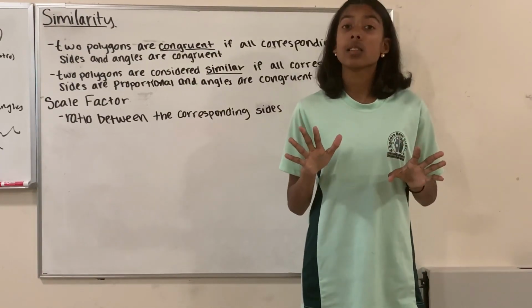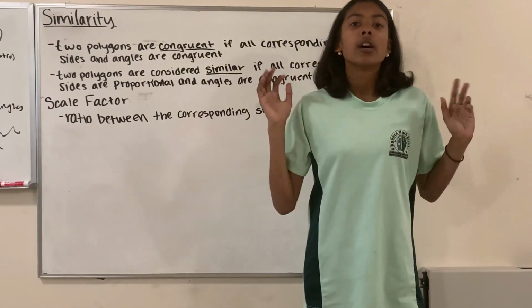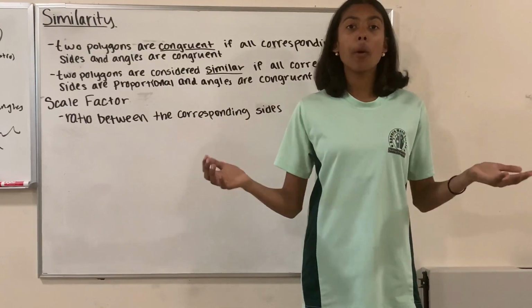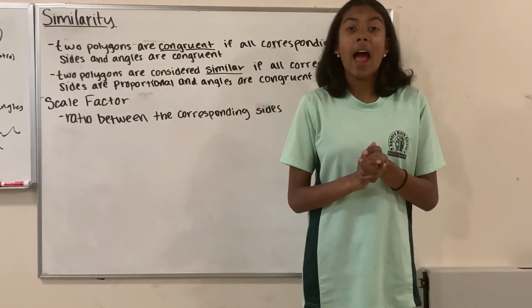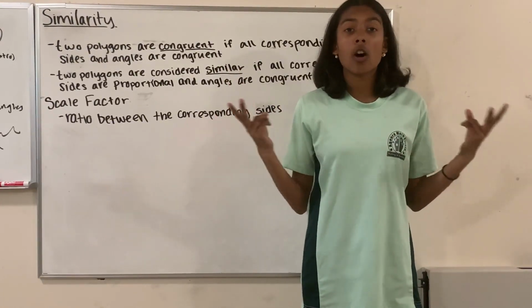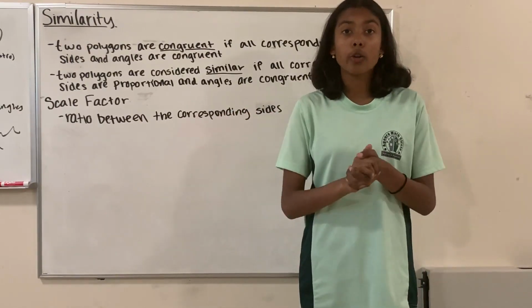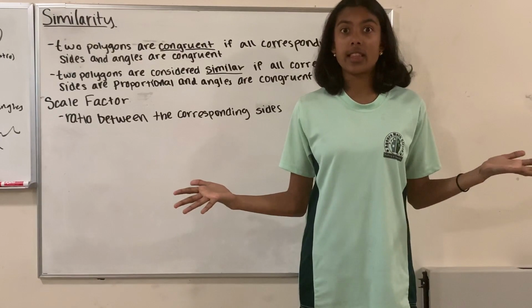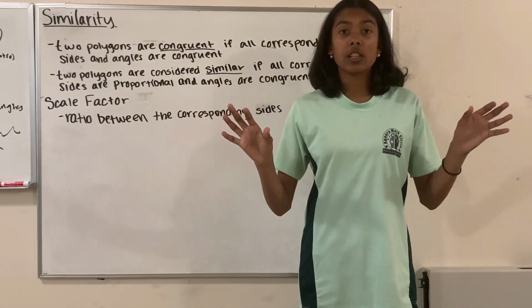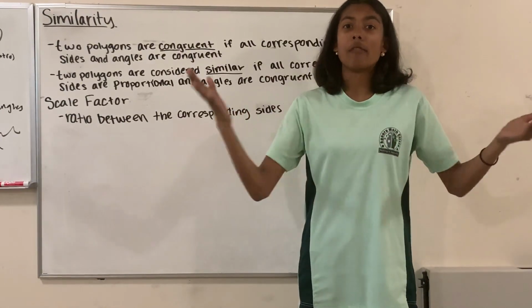But before we get into similarity, let's focus on congruence. Congruence is basically when there are two polygons, two or more, that have all congruent angles and all congruent sides, meaning all the corresponding sides and angles are congruent. Congruent means equal or the same. So if you place one on top of another, you should see only one figure.